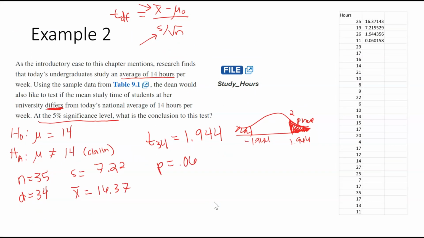Now, we're going to compare that to the significance level of 0.05. So how does 0.06 compare to 0.05? So I always start, first digit is 0, that's the same. Second digit is 6, this one's 5, this one is bigger.